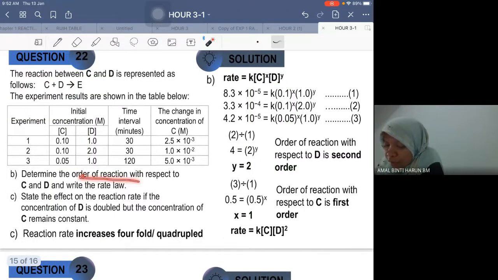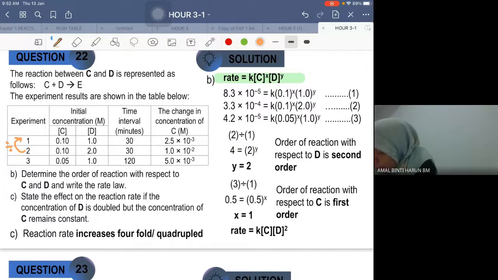Determine the order of reaction respect to C and D. Okay? Write the rate law. Ulang proses yang sama, substitute. Sekejap. Masukkanlah dalam ini. You buat apa? Write down your rate law. C power of X, D power of Y. Y is the order for D. X order for C. Substitute lah, you buat experiment 2 divide by experiment 1. Ni dia bagi experiment 3 divide by experiment 1.